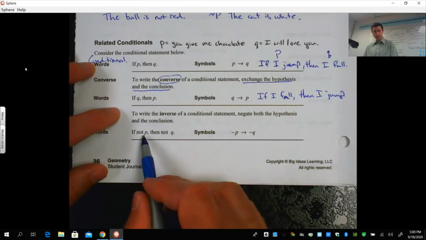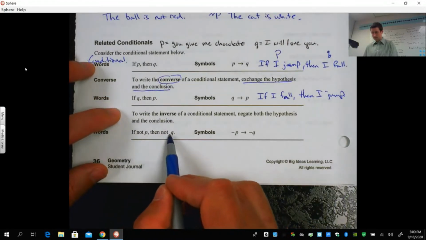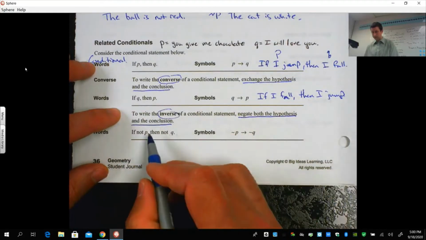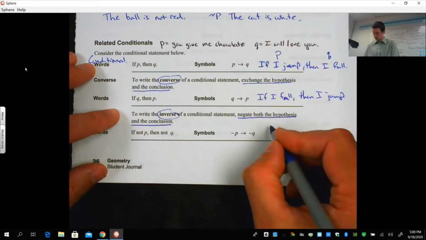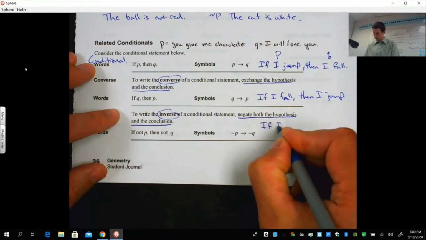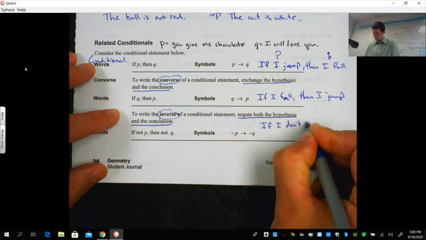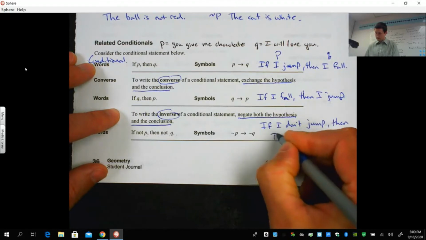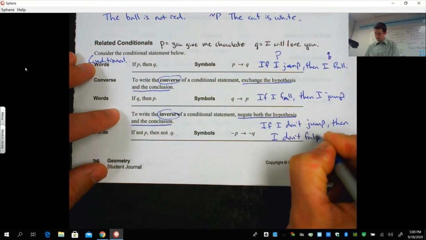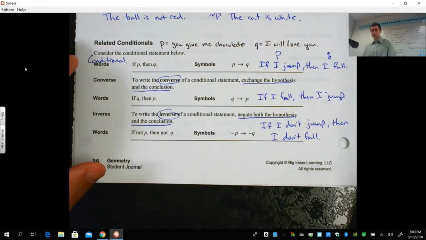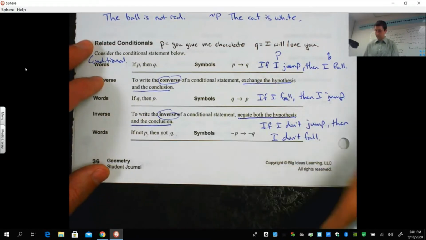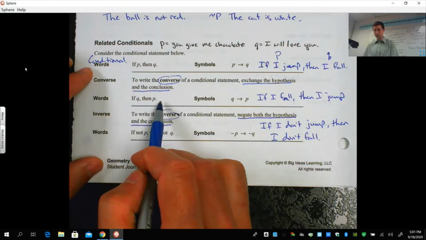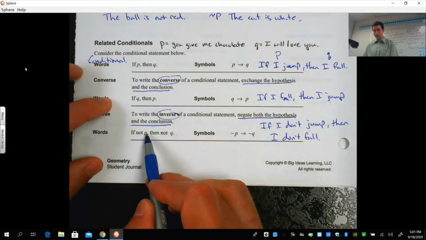The inverse is if not P, then not Q. So you negate both the hypothesis and the conclusion in that order. If not P, then not Q. So if I don't jump, if P is I jump, then I don't fall. Okay? If I don't jump, then I don't fall. If not P, then not Q. So conditional, if P, then Q. Converse, if Q, then P. Inverse, if not P, then not Q.